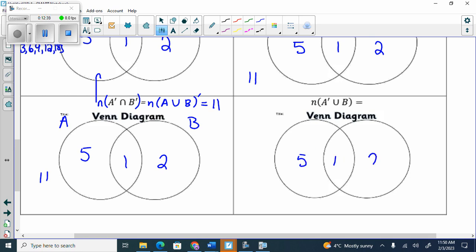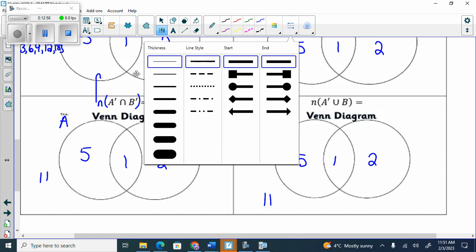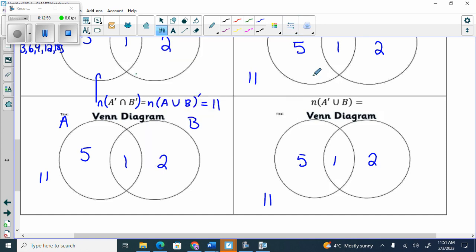1, 2, and 11. Now, or is tricky because if it's in either, I list it, correct? So for these ones, I'll just start circling the areas that exist for both of them. So here I say, okay, I want not A or B. So if it's in not A or it's in B, I list it, correct? Because or means in either. So what is not in A? Which of these areas is not in A? The 11 and the 2. Cool, I've covered that one.